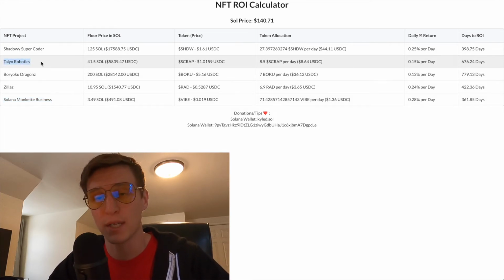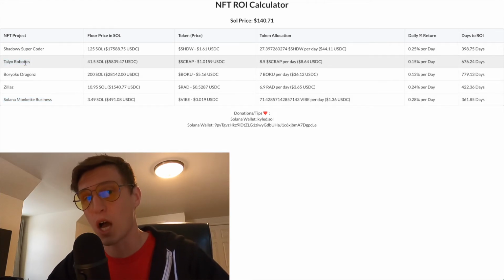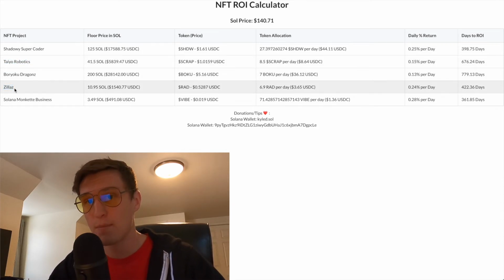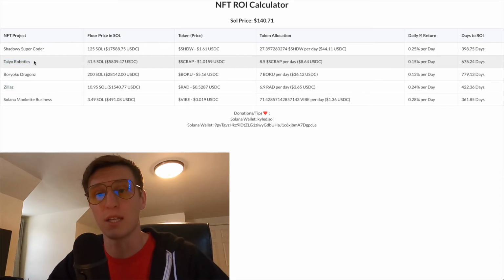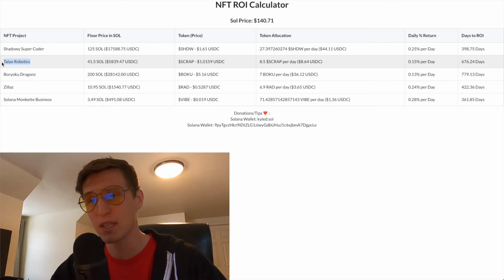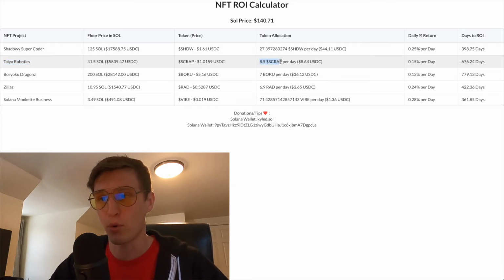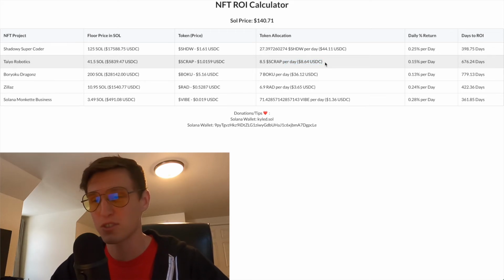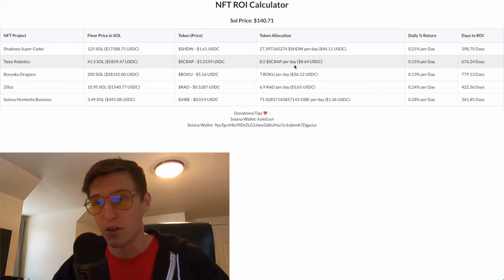Same thing with Tile Robotics. If you don't know, Soulport Tom sort of took over that project. They are affiliated with Zillas as well. So I think that that is going to be very interesting. There is scrap that gets emitted if you stake your Tile Robotics NFT. And that's sort of where this 8.5 scrap per day comes at the highest staking level. So I thought this was very cool.